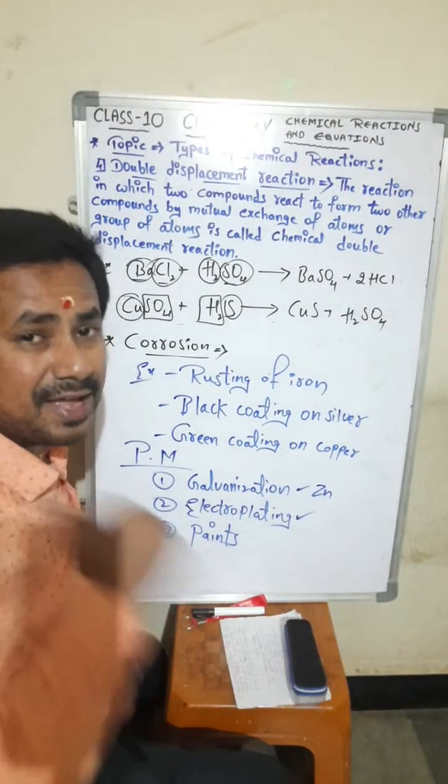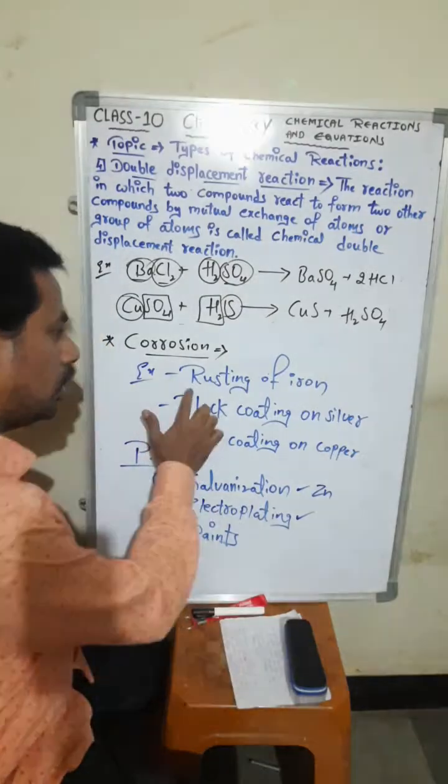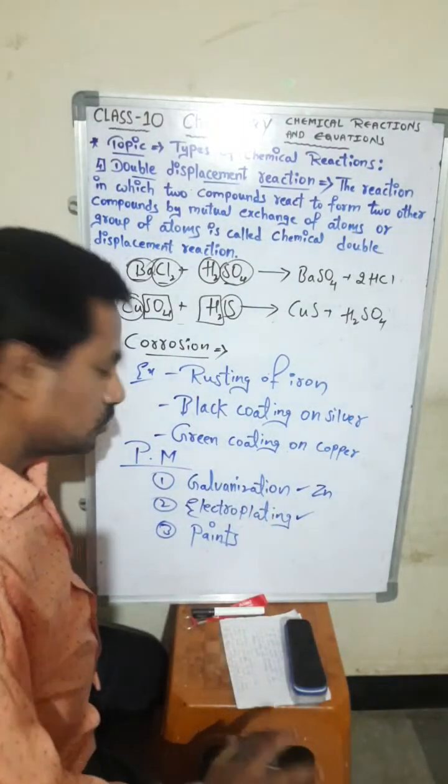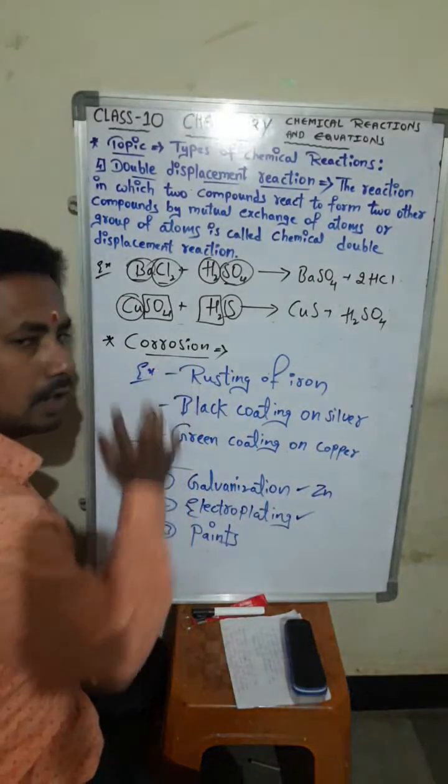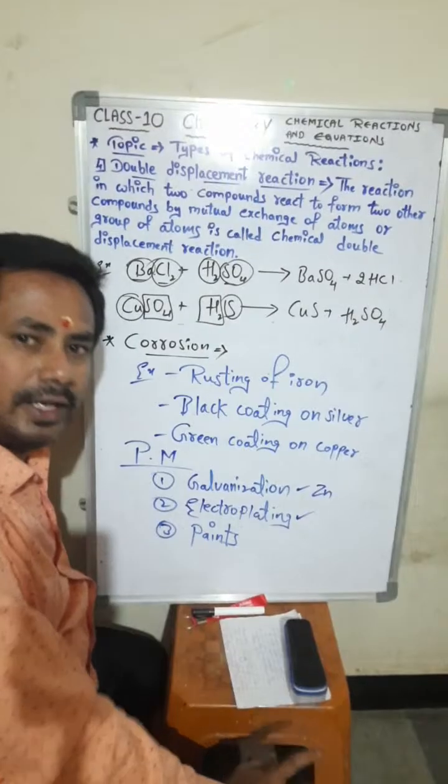क्यों पेंटिंग? Why we are painting those things? Because they do not have to get rust. So these are some of the preventive methods for controlling the corrosion. Got it clear?